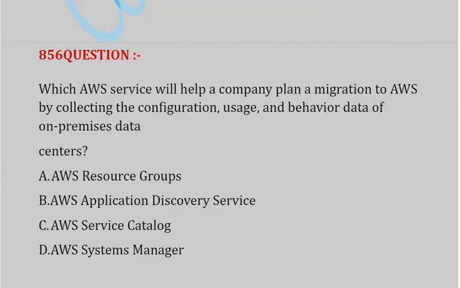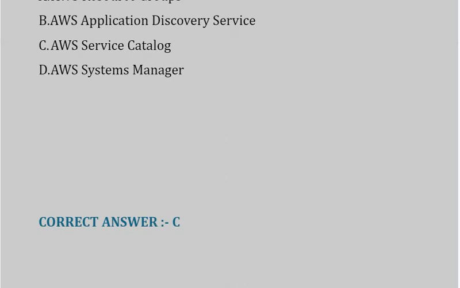Question is, which AWS service will help a company plan a migration to AWS by collecting the configuration, usage, and behavior data of on-premises data centers? Option A, AWS Resource Groups. Option B, AWS Application Discovery Service. Option C, AWS Service Catalog. Option D, AWS Systems Manager. Correct answer is option C.